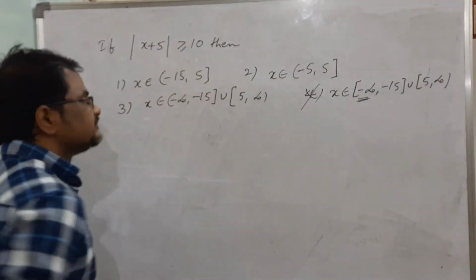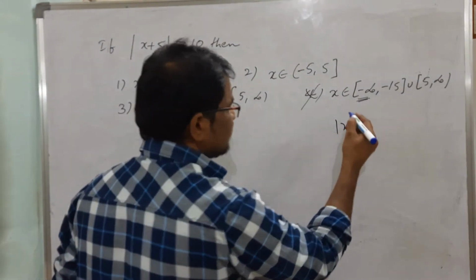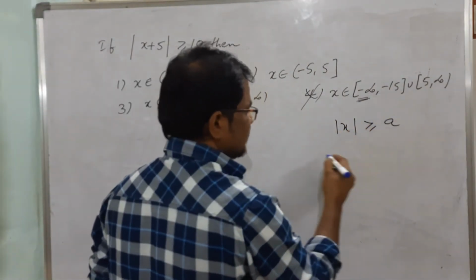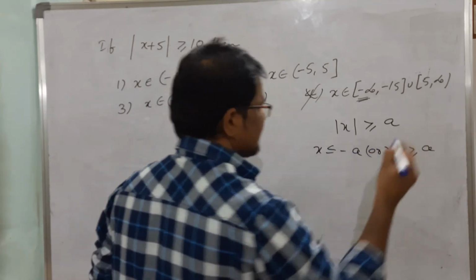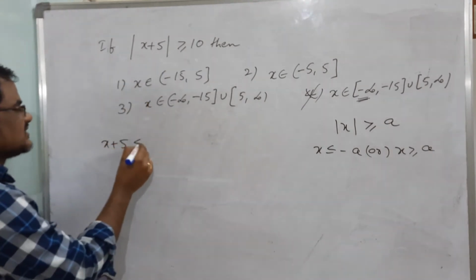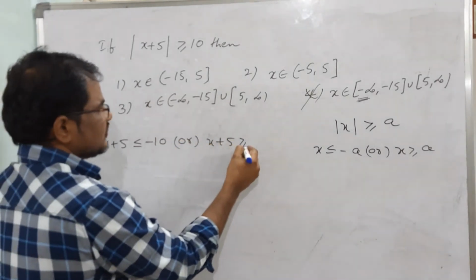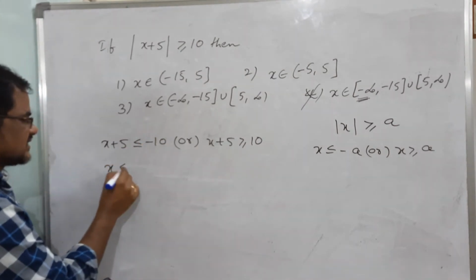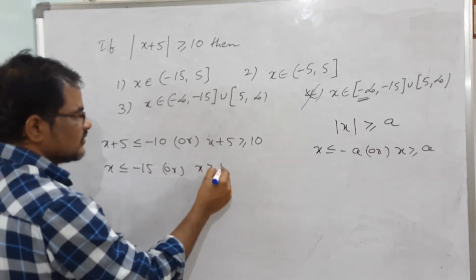Now see here, this problem is based on which result? Mod x greater than or equal to a means x less than or equal to minus a, or x greater than or equal to plus a. By that result, how to write? x plus 5 less than or equal to minus 10 or x plus 5 greater than or equal to plus 10. Now this 5, take that side: x less than or equal to minus 15, and this one, take that side: x greater than or equal to plus 5.